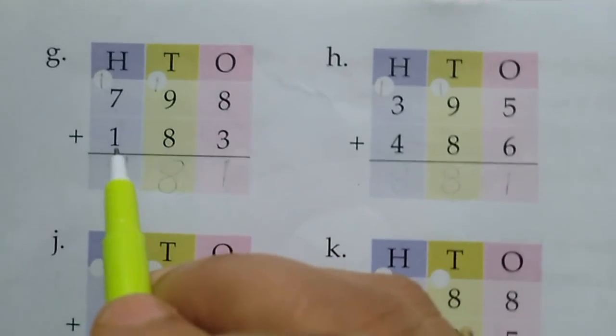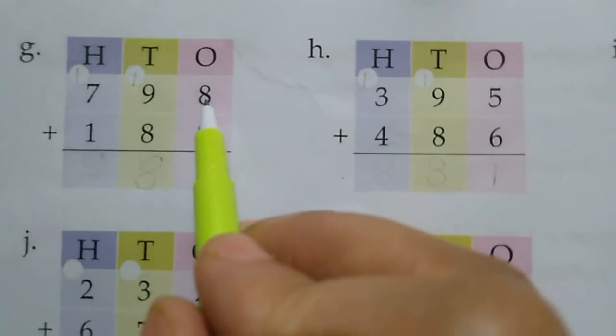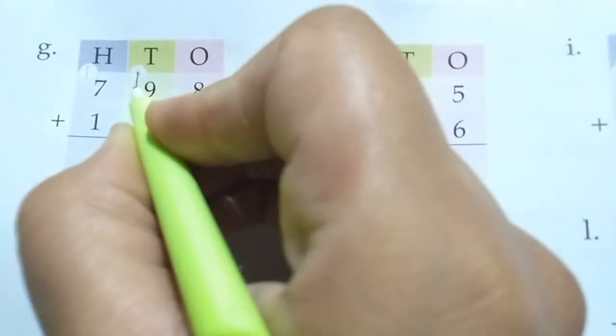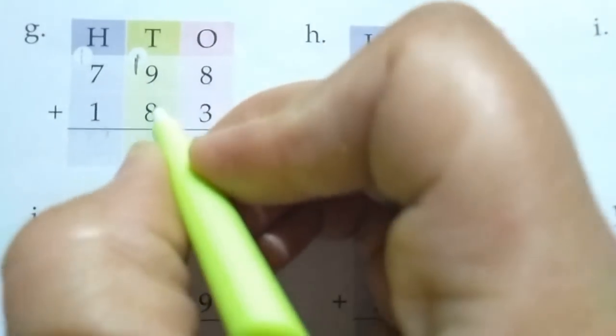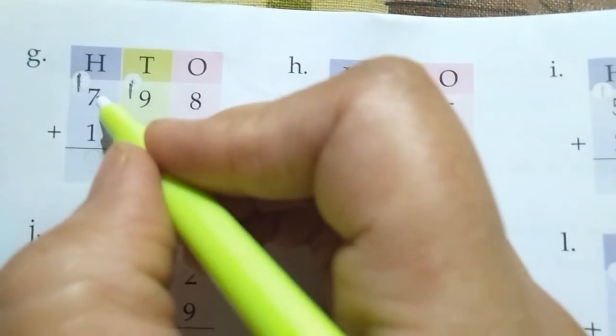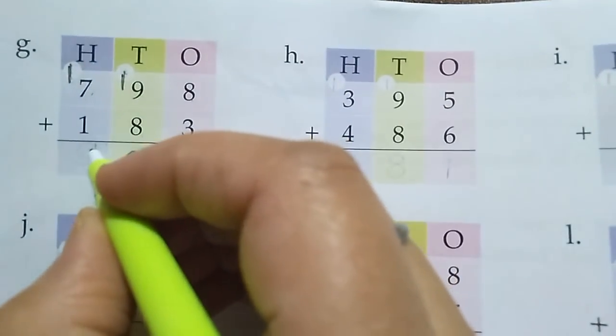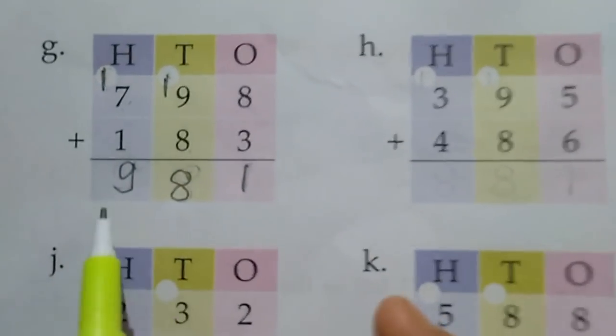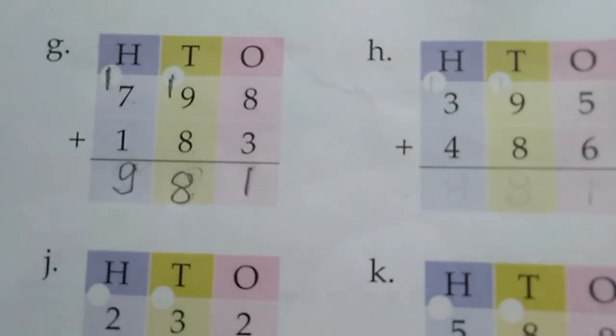798 plus 183. 8 plus 3 is 11. 1 we will write here and 1 will be carry forwarded. 9 plus 8, 17 plus 1 carry 18. So we'll be writing here 8 and 1 of 18 will be carry forwarded. Now 7 plus 1, 8 plus 1 carry 9. 981 is our answer. Now next is H.